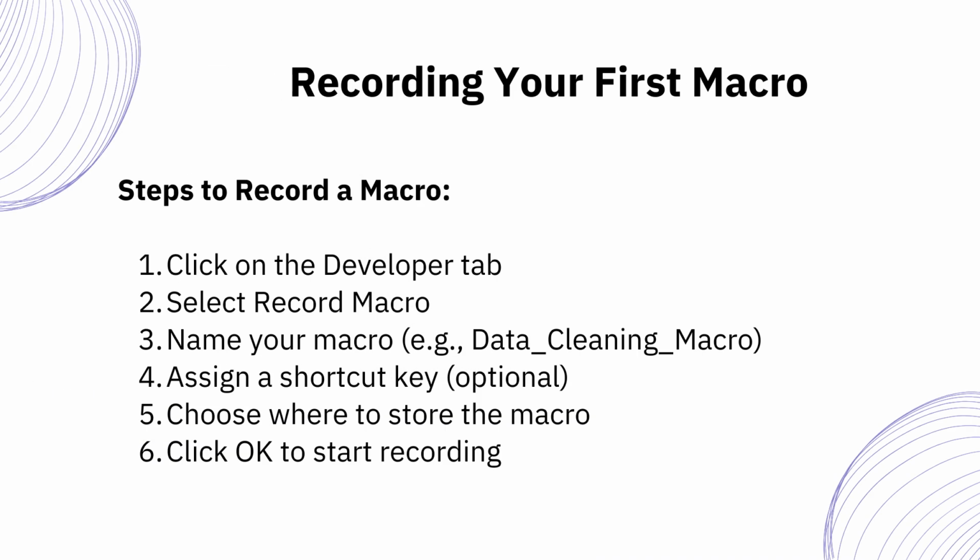One of the simplest ways to create a macro is by recording it. Excel will record every action you take, whether it's formatting cells, running calculations, or creating charts, and save it as a macro that can be replayed. After recording, perform your desired actions in Excel, for example, formatting data, applying filters. When you're done, click Stop Recording.